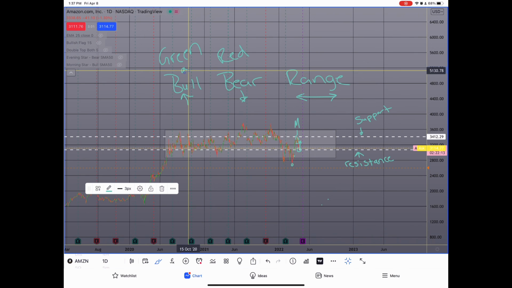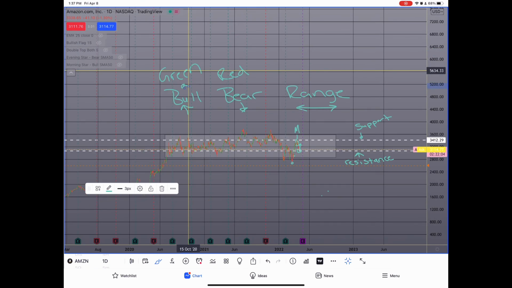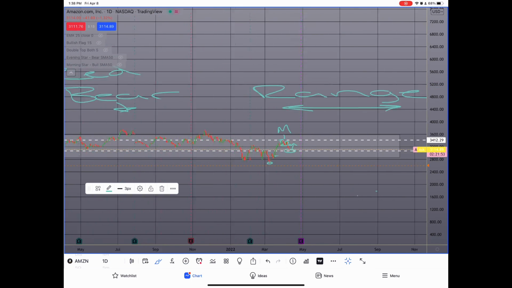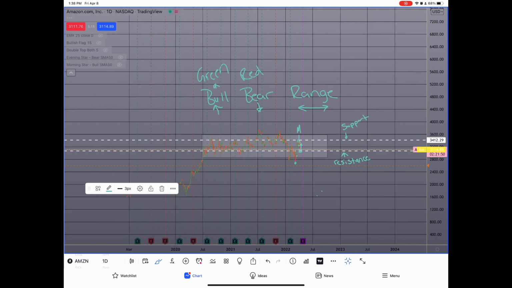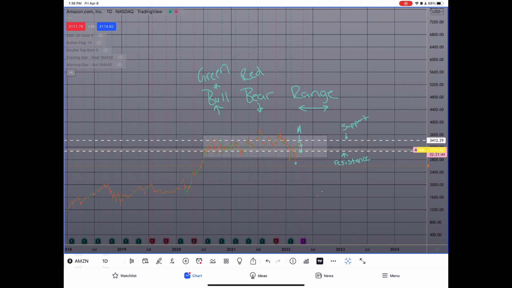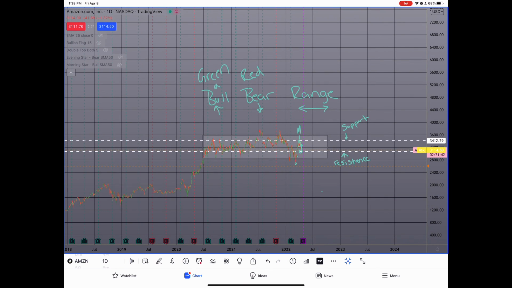I just told you how to find support and resistance, how to identify the market, whether it be bull, bear, or range. Showed y'all the M bearish pattern and how to read it. I don't want to confuse y'all too much, especially if you're beginners. Let me know what you want to learn next, or what stock you want to see me break down. Boom.